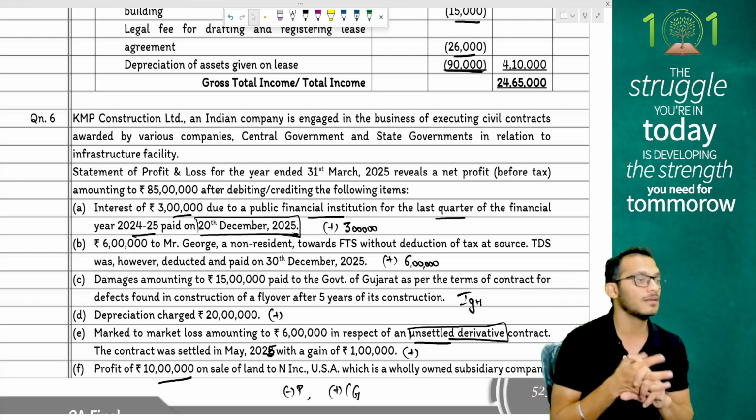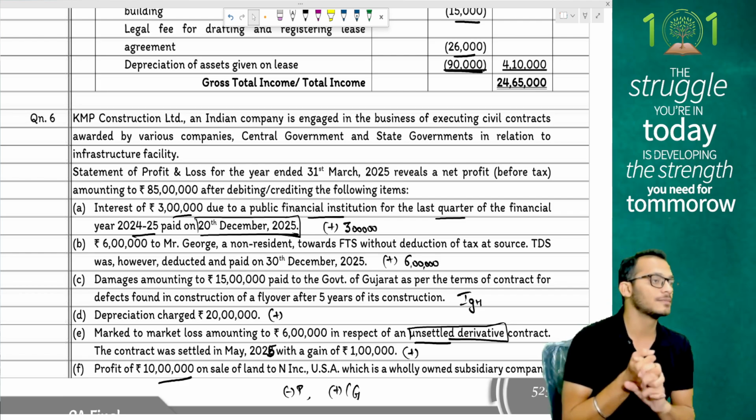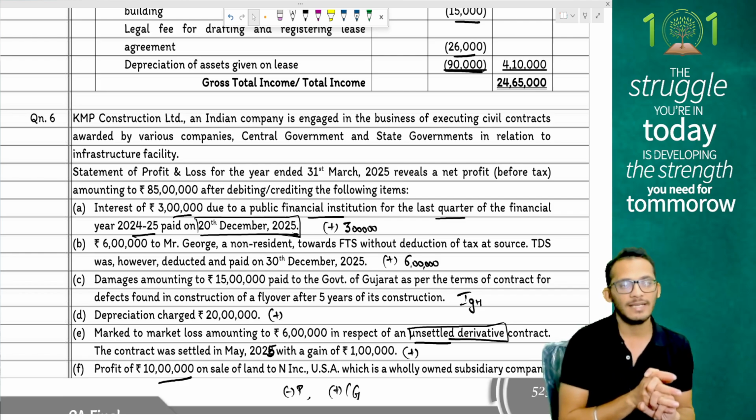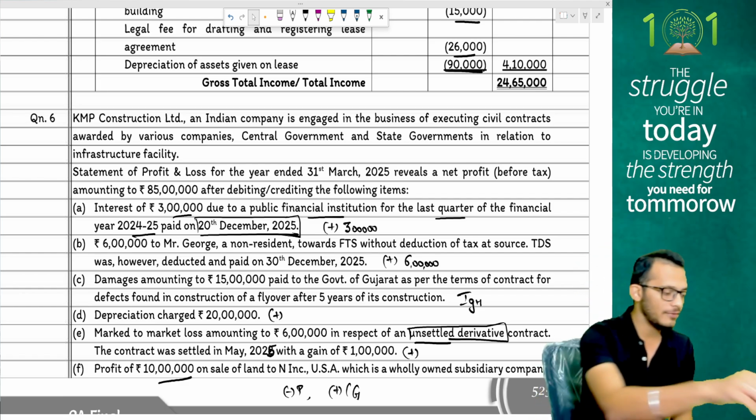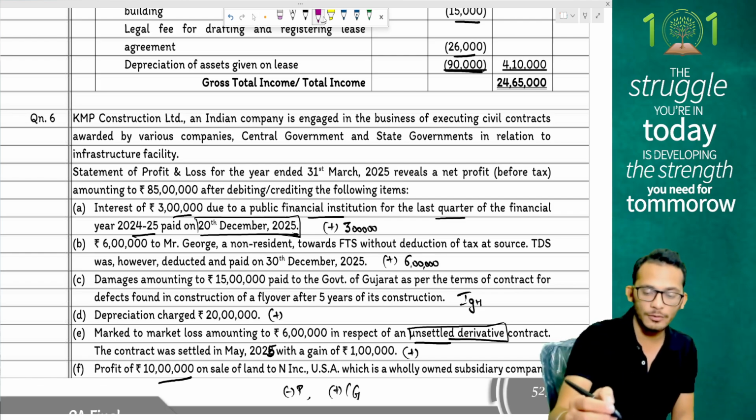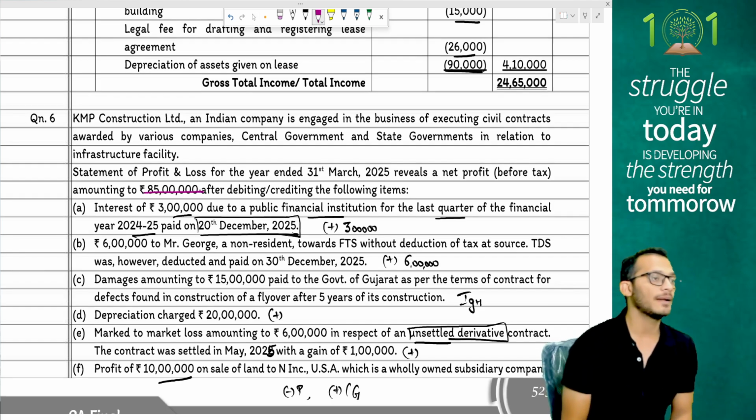This is a P&L. Do you make any adjustments in this? No. Put it in the second column. Number becomes 85 lakhs. As you keep putting it, I'm going to mark it out as we move forward.